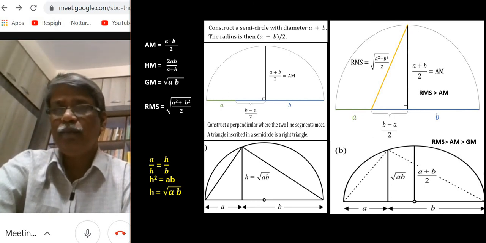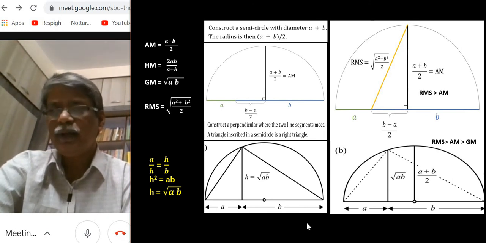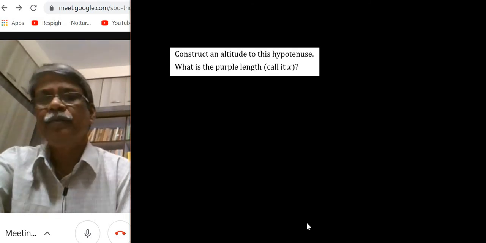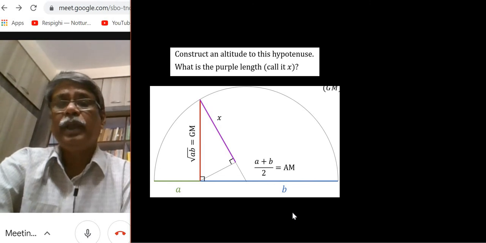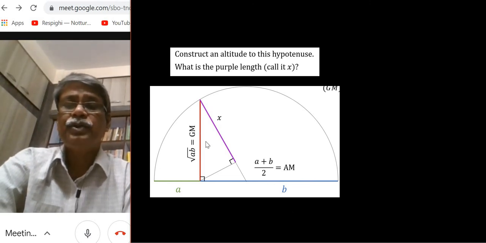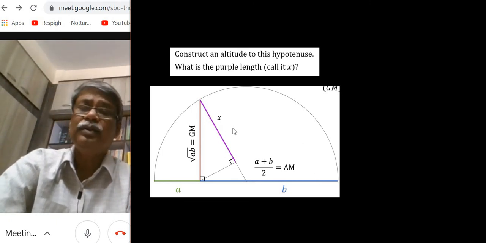So one more mean is left, the harmonic mean. I think you are curious to know the last one. Okay, so let us go for the next one. For that, again, we have to construct something, and that looks like this. So I have already got the GM, and here I am drawing this line, and this length, the purple length, is X. So let us find what this X is.